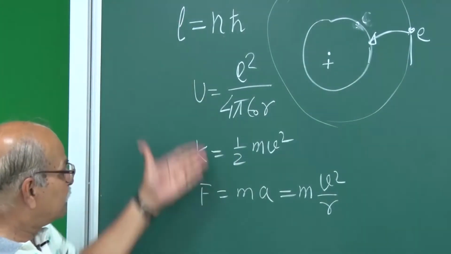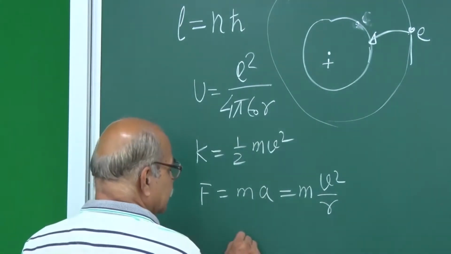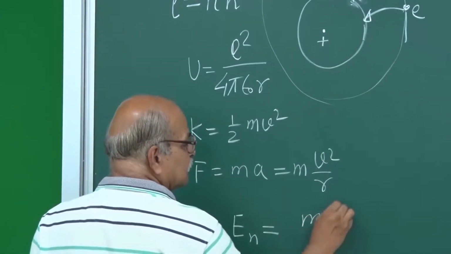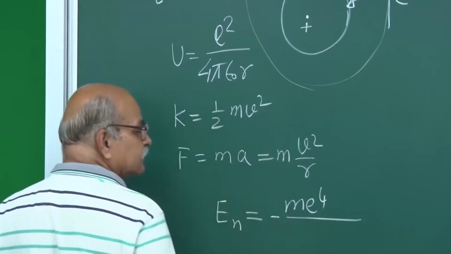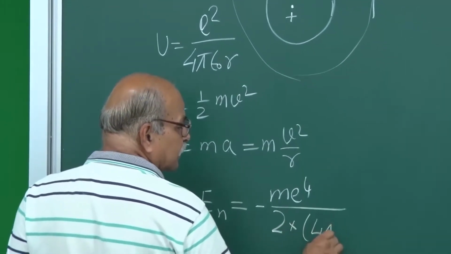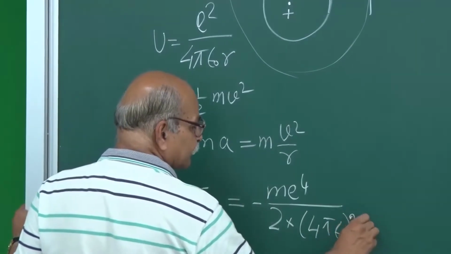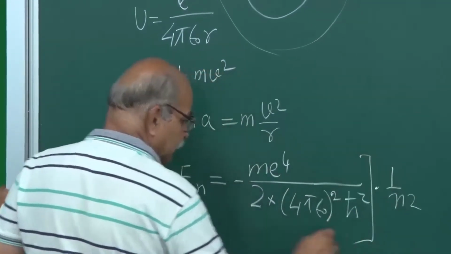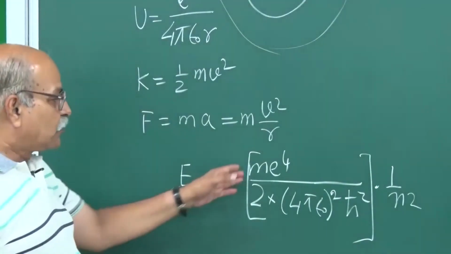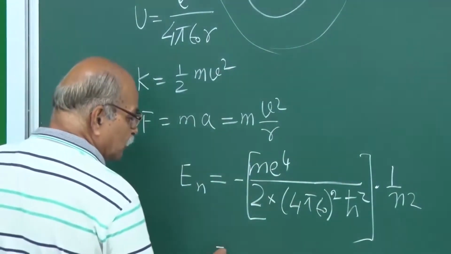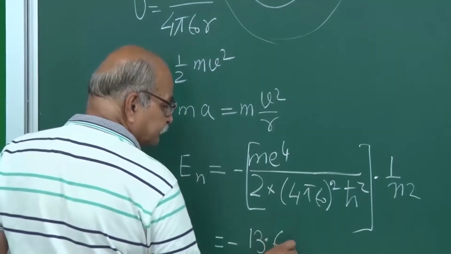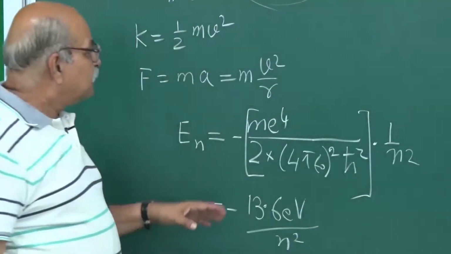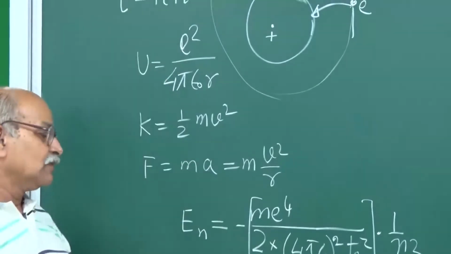Okay. So, using these things we derived the expressions for energy, and the energy for the nth orbit was minus m e to the fourth, divided by 2 times (4 pi epsilon naught) square, and then h cross square, and 1 over n square. And this whole constant turns out to be almost minus 13.6 eV, and therefore this divided by n square. So, if angular momentum is quantized, energy is also quantized.